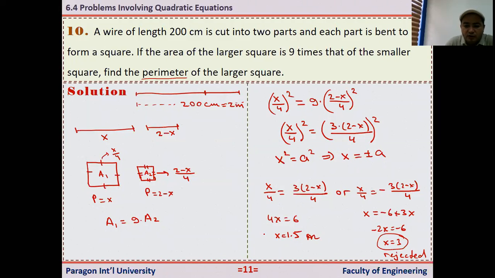Okay. And what is the question here? Find the perimeter of the largest square. Here, the perimeter of the largest square is x. That is 150 centimeters. Because at the beginning it's given in centimeters. That's why we leave our final answer in centimeters.